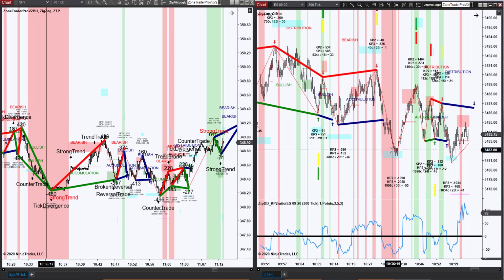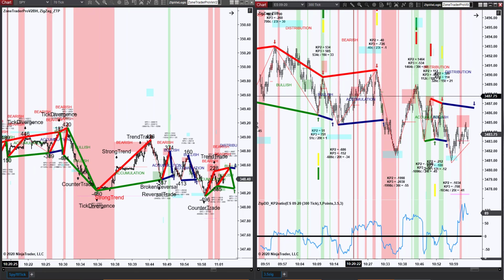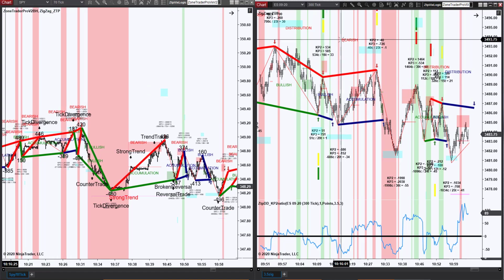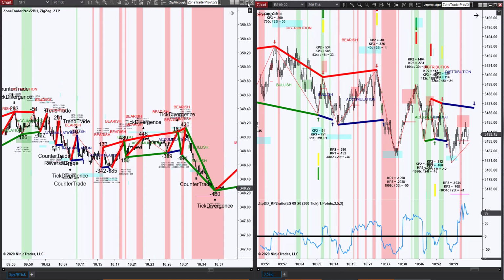I'm going to make another video shortly about the SPY and how we use it with the VIX template, but the VIX template itself is basically there to keep you on the right side of the trade.